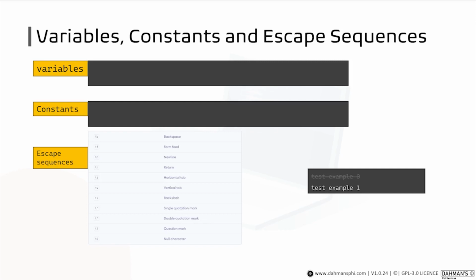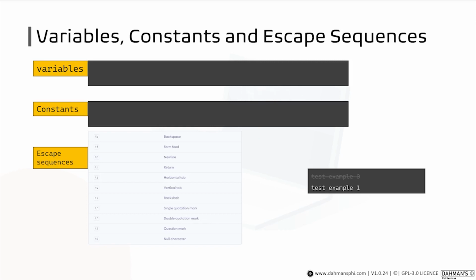You could see then you have horizontal tab, vertical tab, backslash, etc. The rest of these escape sequences are self-explanatory. But the last one, maybe I need just to highlight, is called the null character, which is \0.